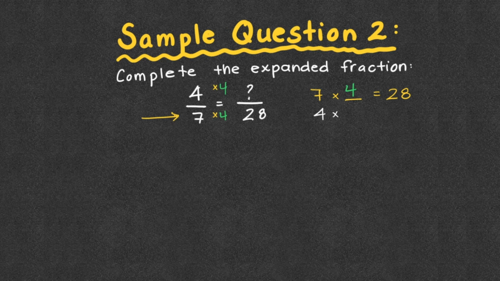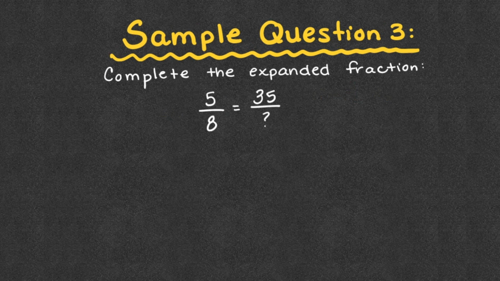Since 4 times 4 is equal to 16, the missing number right here, there we go, must be 16. We completed our expanded fraction. We're going to complete another expanded fraction. As you see, the denominator is missing, but we still follow the same idea.